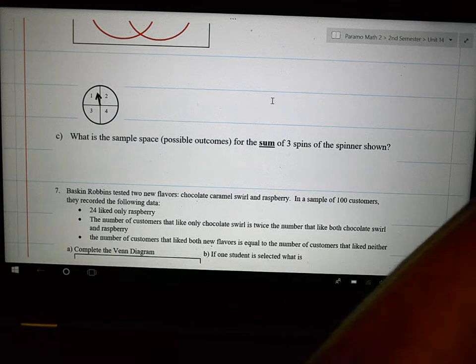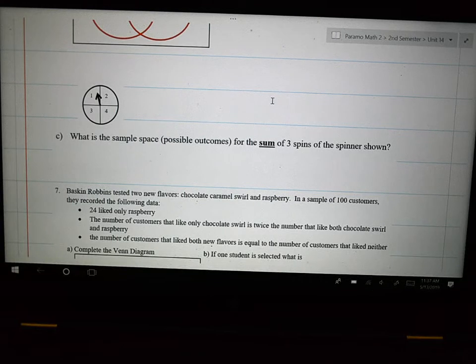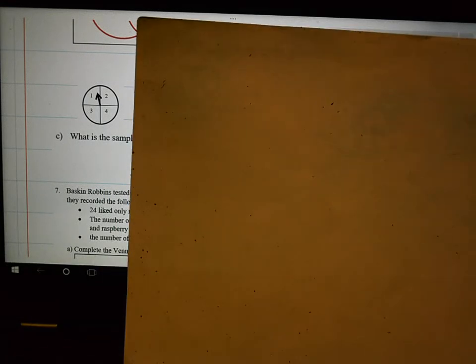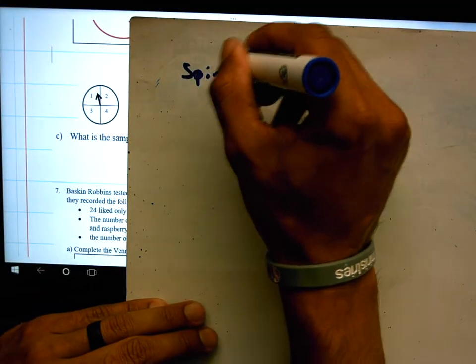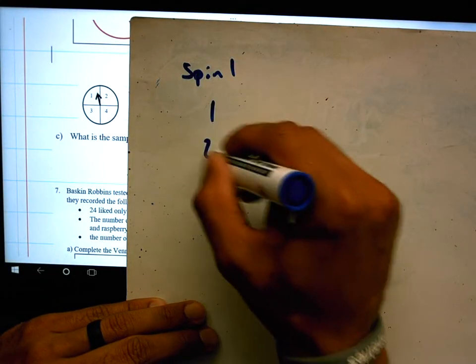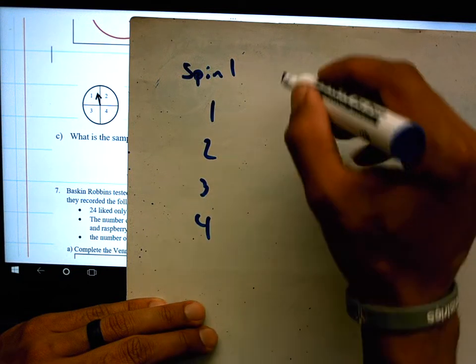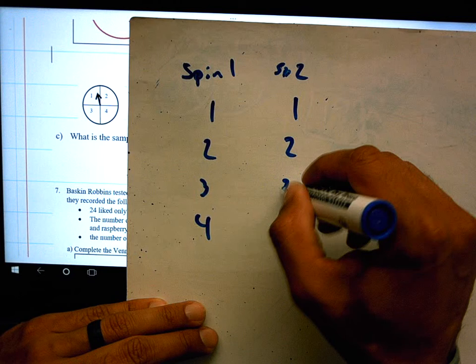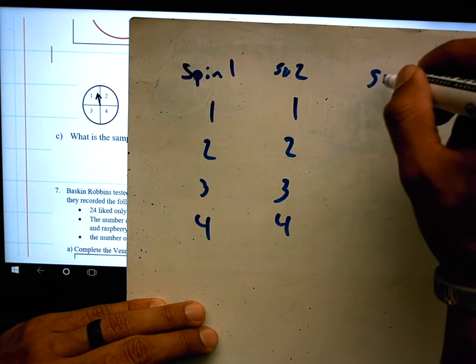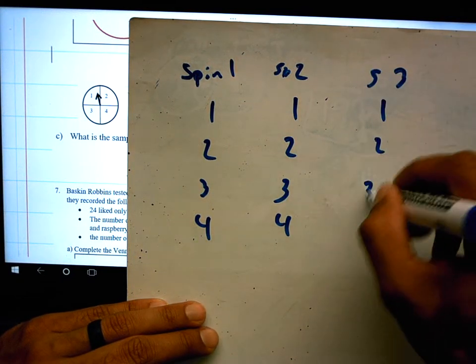So if I'm looking at that, there are different possible answers that you can have for the sum of these spins. I kind of want to draw this out just a little bit. If I spin it once, I can get a 1, a 2, a 3, or a 4. If I spin it twice, I can get a 1, a 2, a 3, or a 4. If I spin it a third time, I can get a 1, a 2, a 3, or 4.